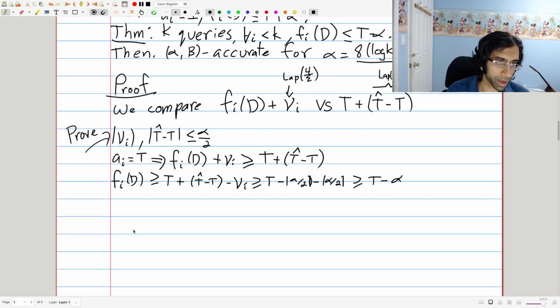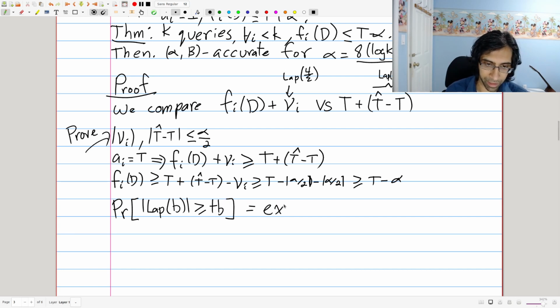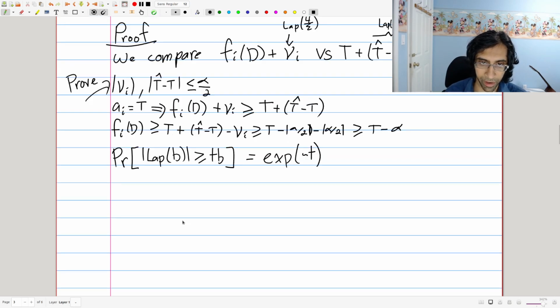So prove this. This is not too hard to do. In particular, all we're going to use is the tail bound on Laplace random variables. This can be derived just by looking at explicitly what the Laplace PDF looks like. The probability that a Laplace variable is greater than t times b is exactly exp of minus t. Again, this can be derived just by looking at the PDF of a Laplace random variable. But with this in hand, this can actually give us exactly what we wanted.